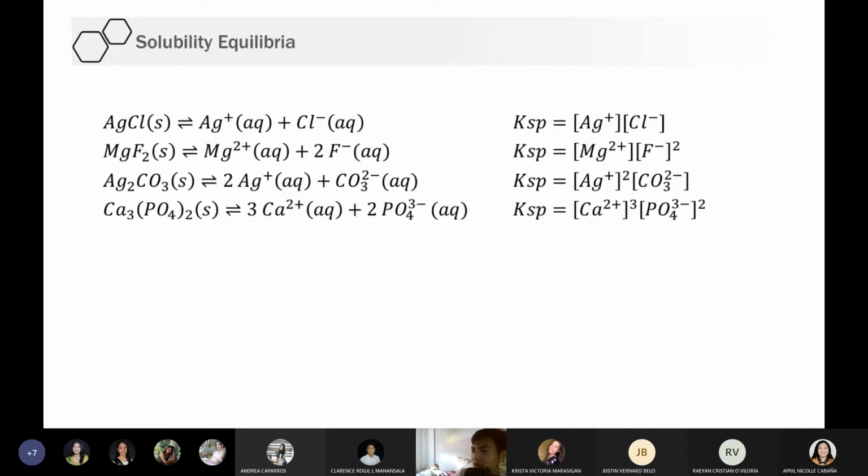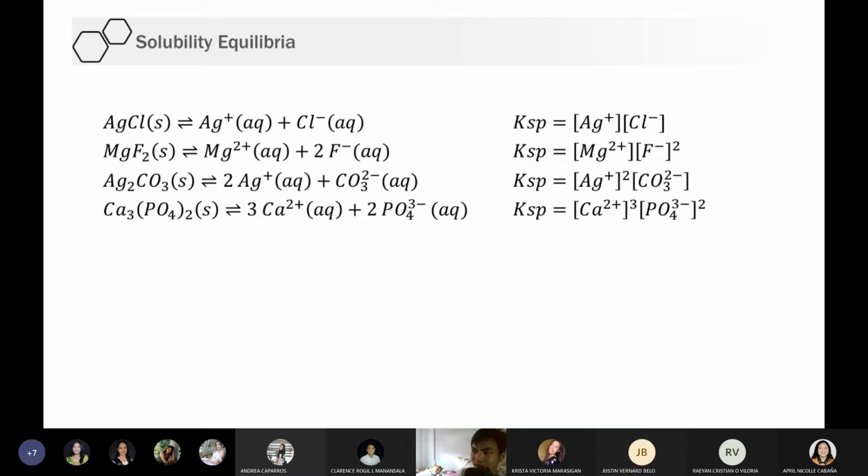So, look at our equations here. What we can notice is that yung ating reactants ay solid. And they are solid because they are precipitates. Silver chloride is a precipitate according to the solubility rules. Magnesium fluoride is also a precipitate. Silver carbonate, precipitate din yan. Calcium phosphate, precipitate din yan. So, basically, when we say solubility equilibria, this describes the ionization of our precipitates into their corresponding ions.